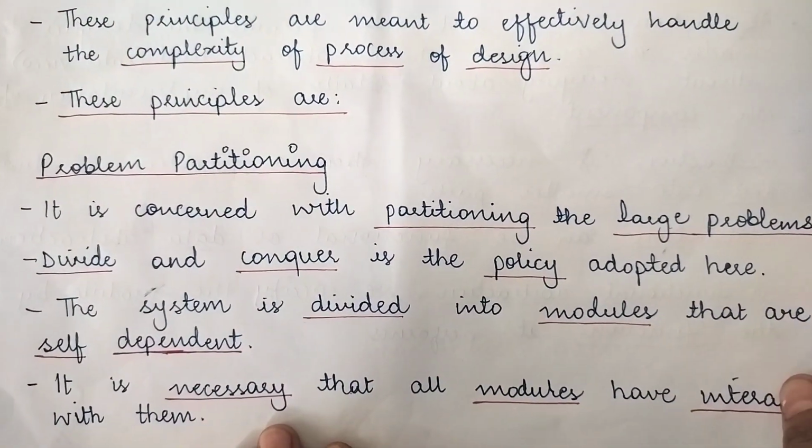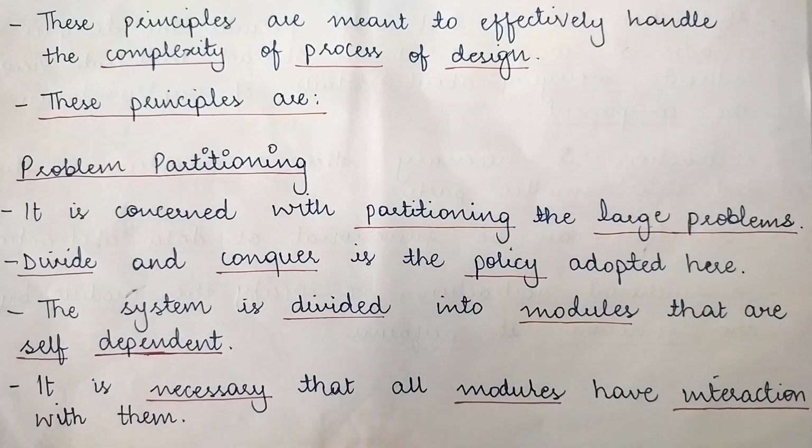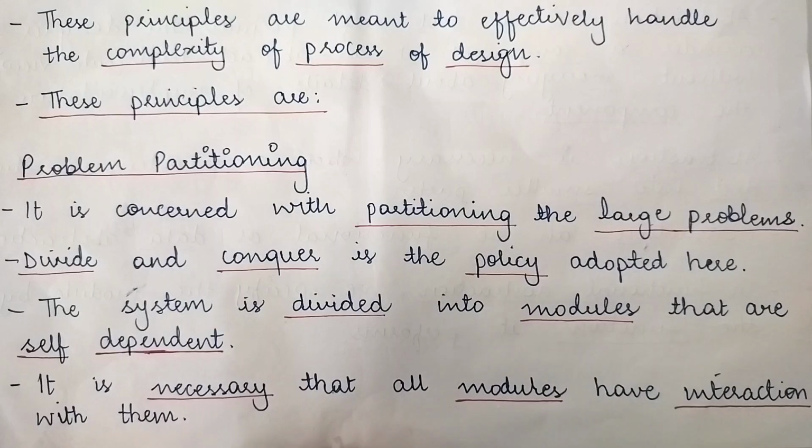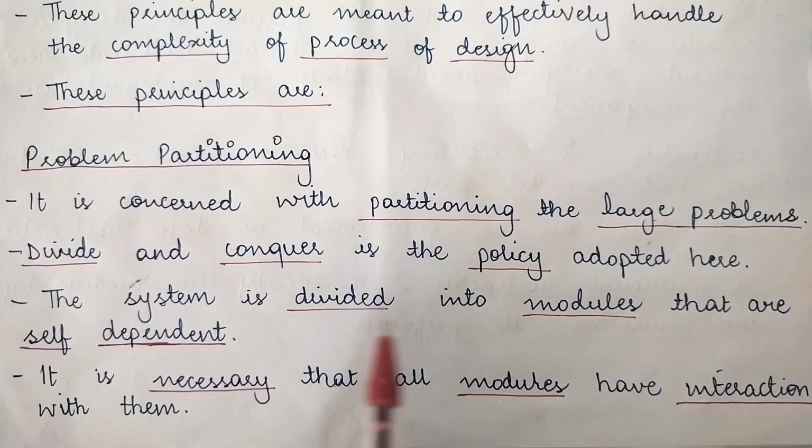The system is divided into modules that are self-dependent. As I said, a larger problem is divided into smaller problems. That means a bigger module or component is divided into smaller modules. And this division is such that each module is self-dependent, that means it is not dependent upon the other modules. Since no module is dependent on the other module in the system, they are easier to design, and this reduces the complexity of system design.